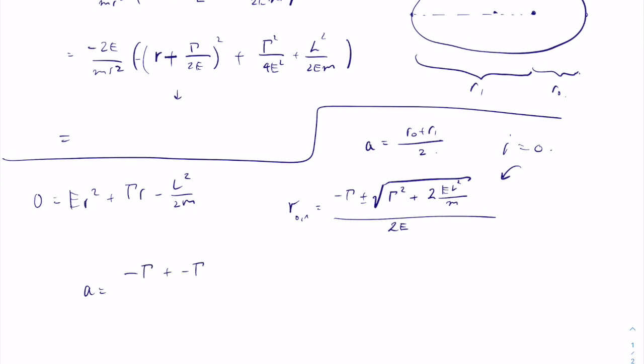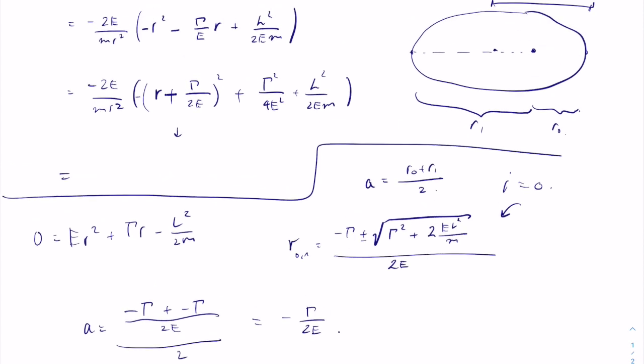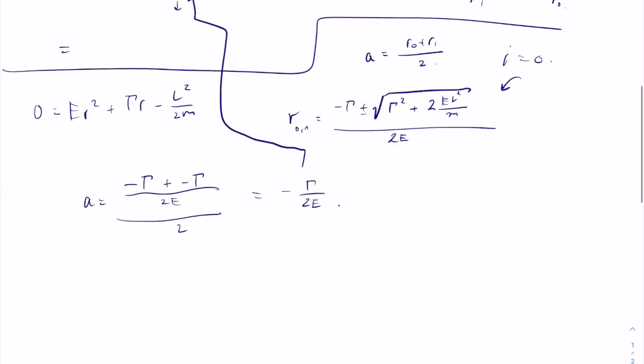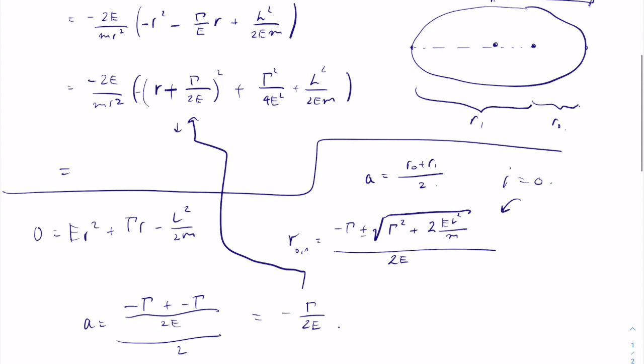And when we insert that for our major axis, the discriminant, so the root sign, cancels out. And doing this, we get minus gamma divided by 2e. And this is nice because then we can insert this for a.